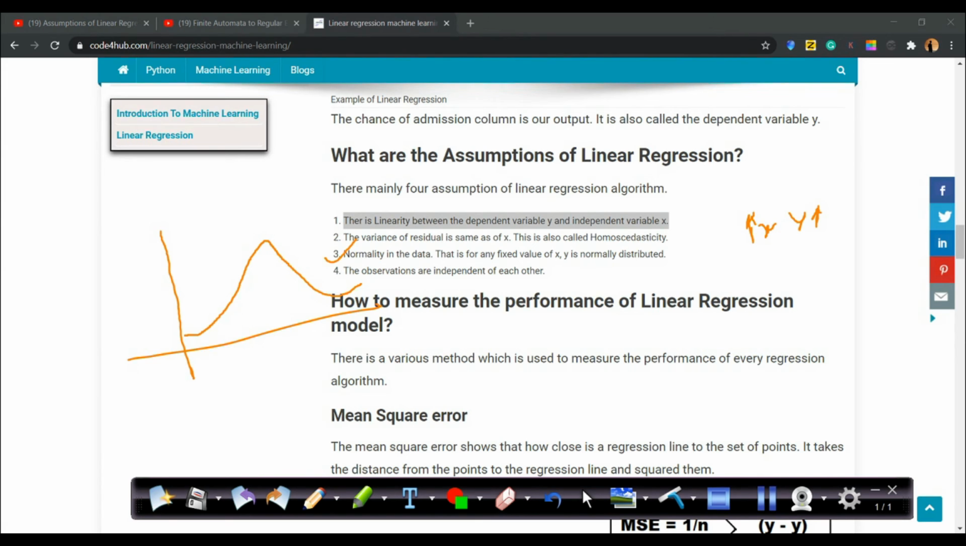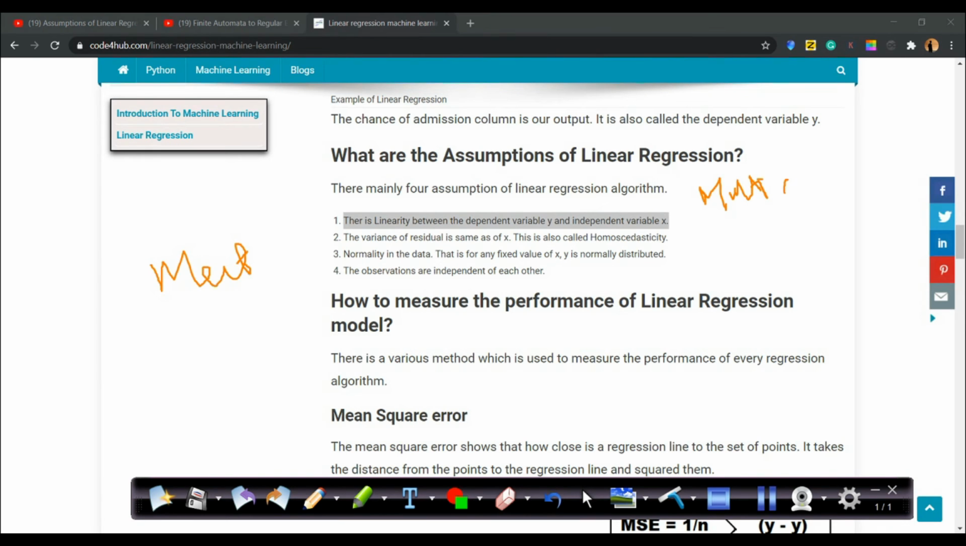And the fourth is that observations are independent of each other. One more thing, it also considers multicollinearity, that there is no multicollinearity in our data. So what is multicollinearity? Multicollinearity means there is a relationship between the variables of your data, and the assumption is that there is no such relationship between the variables of your data.